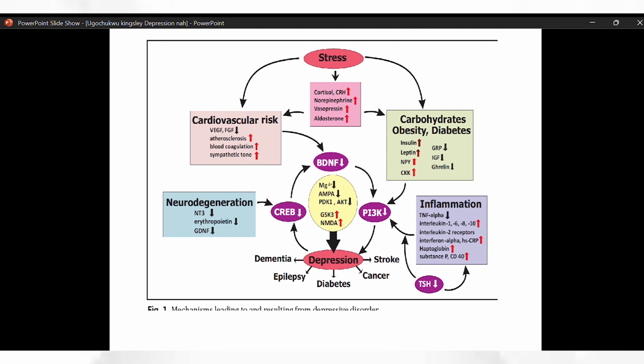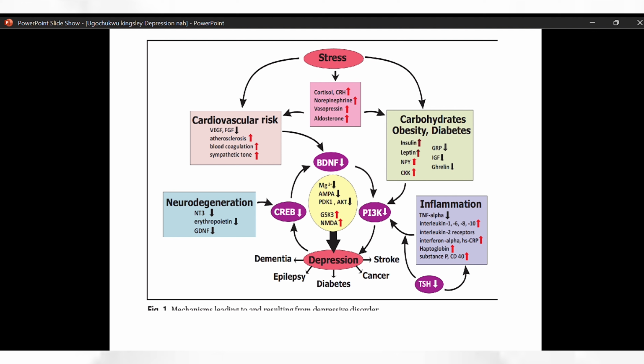And then this is everything I need. So if my presentation is 5 minutes or 4 minutes, I'm going to spend more than half here talking about this. So we see that depression started with stress, and then it goes to cardiovascular risk. It moves to cortisol, norepinephrine, vasopressin, aldosterone. These are everything about it. And then it comes down to depression. Depression is the last thing. Are we there now? And if you have depression, you can be suffering from dementia, epilepsy, diabetes, cancer, stroke. That means in most cases, individuals suffering from cancer were first suffering from depression.